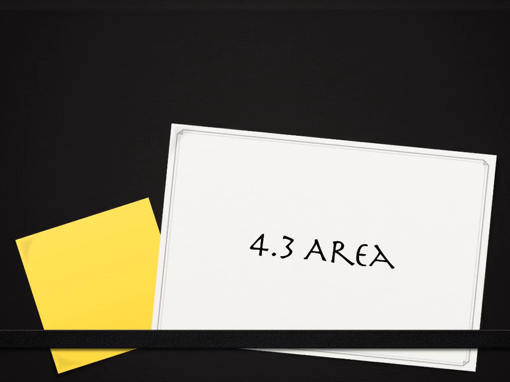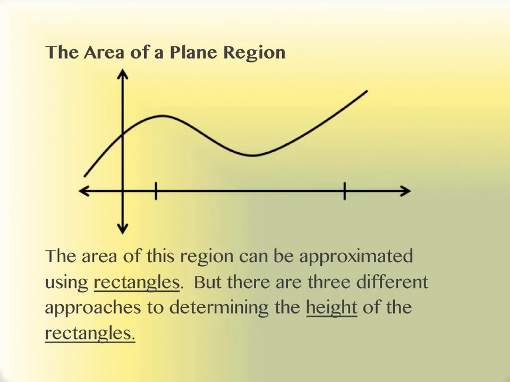This section is 4.3, area, and what we're going to be talking about in this section is the area of a plane region. So what I mean by a plane region is that we're talking about a two-dimensional object, and in our two-dimensional object, we're finding a portion of area, and I've drawn here an example of one.